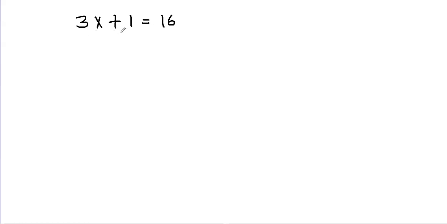And remember, we always do the opposite operation. So the opposite of adding 1, the inverse operation of adding 1, is subtracting 1. So we're going to subtract 1. Now always remember that whatever we do to one side of the equation, we do the same thing to the other side of the equation in order to balance the equation. So since I've subtracted 1 from the left-hand side, I'll also subtract 1 from the right-hand side as well.